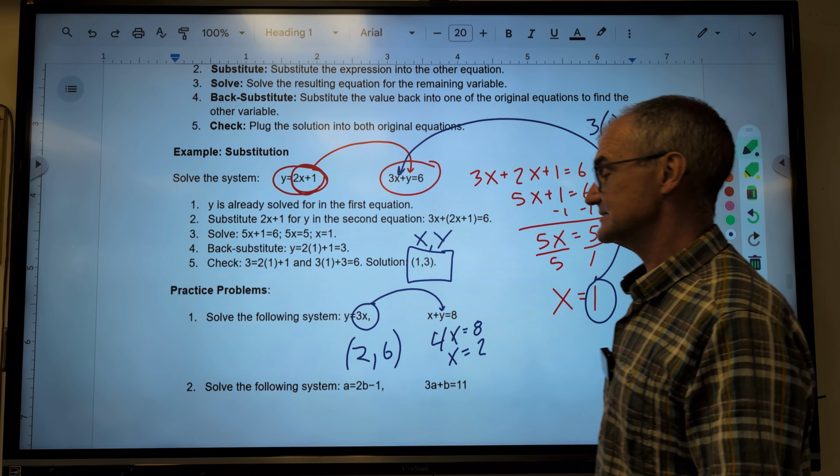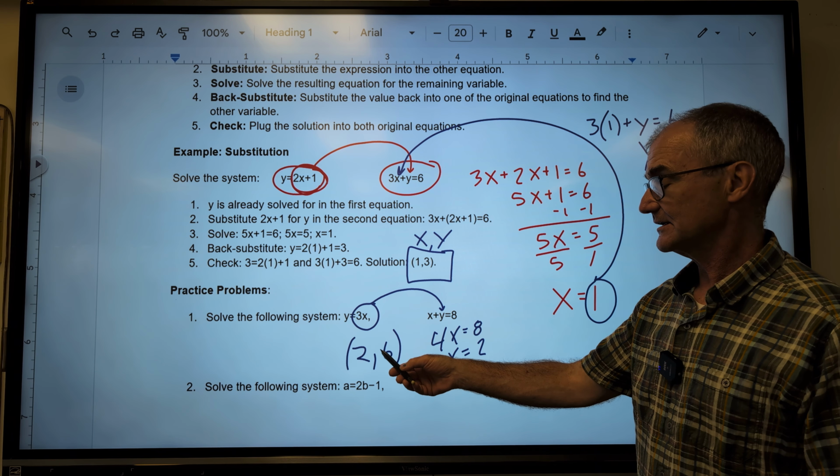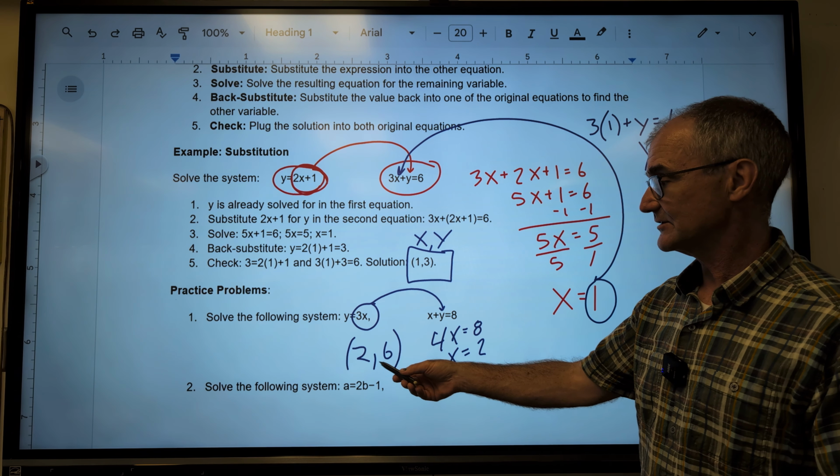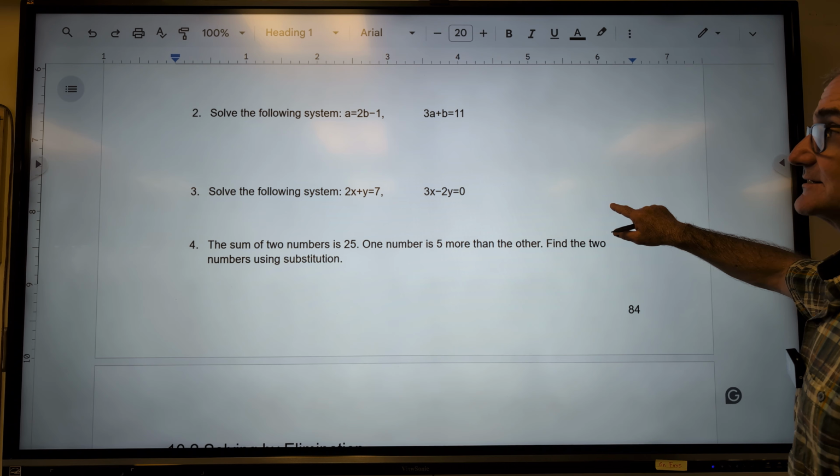I could always check my solutions by plugging them in. Again, first value is always x, second value y. 2 times 3 is 6. y would have to be 6. It works there. 2 plus 6 is 8. It works there. Let me move this up a little bit. Actually, here are a few more practice problems as well.